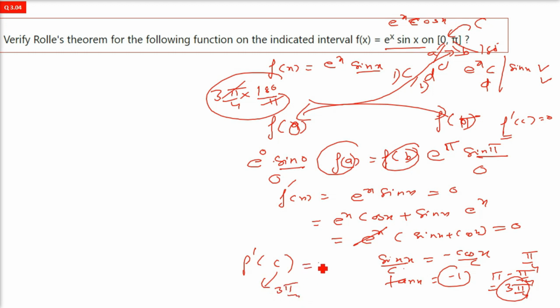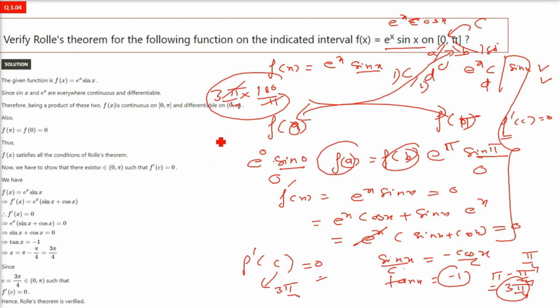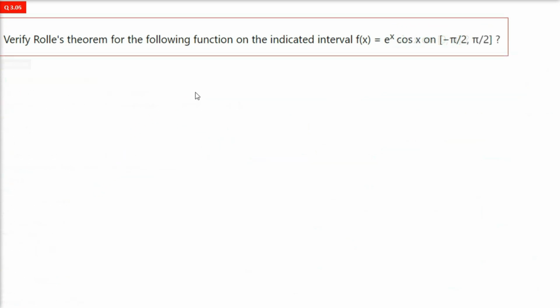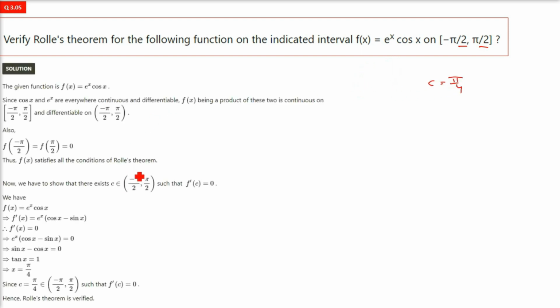So we have 3 pi by 4 as the value which satisfies Rolle's theorem, and we have verified it as well. As I said, the next question is e raised x cos x. It has to be done exactly the same way I just told you. These are the steps you have to follow, all the writing you have to do. Same way in this question also. Only the domain has changed. It is negative pi by 2 to pi by 2. Others are absolutely the same. So c is pi by 4 in this case, and these are the steps you may follow if you are attempting this question by yourself.